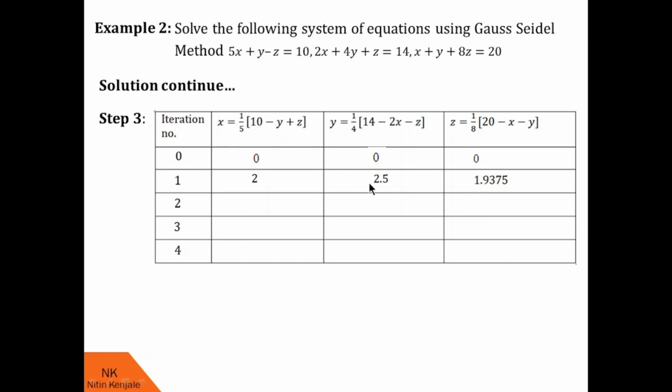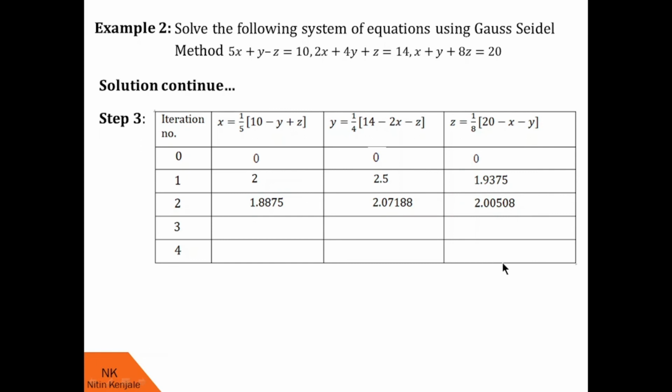Next, we substitute this value of y and this value of z into this equation to find x2. So we find x2 to be 1.8875. For y2, we substitute this value of x and this value of z over here. So we get y2 as 2.07188. Now we substitute this value of x and this value of y over here to get z2 as 2.00508.